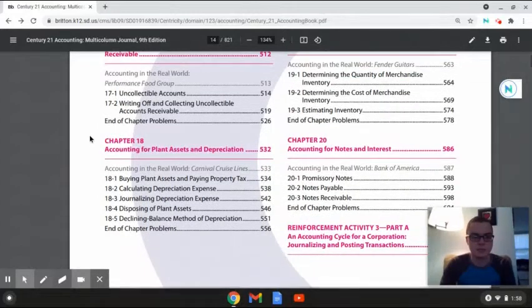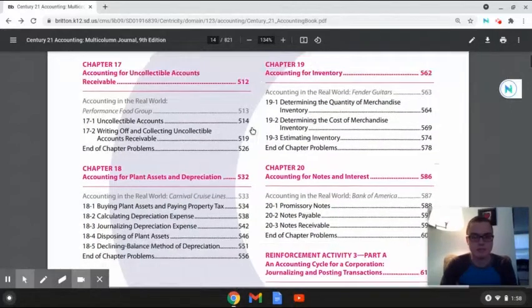Next, we'll be moving on to Chapter 18, where we'll be learning about how to account for plant assets and depreciation. So within this chapter, we'll be learning about how to buy plant assets and pay property tax, calculate depreciation expense, journalize depreciation expense, dispose of plant assets, and the declining balance method of depreciation.